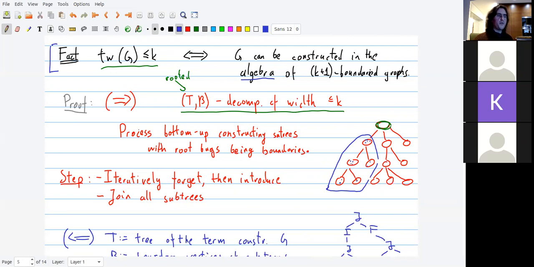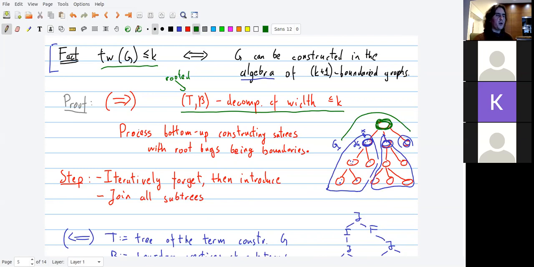Yes, with the root bag being the boundary. So if this is my vertex X, my node X, then I will construct a graph G_X, the subgraph induced by all the vertices here, and the boundary of G_X should be the root bag. Imagine that we have already constructed this subgraph with this being the boundary, and this subgraph with this being the boundary. And now we would like to construct the whole thing with this being the boundary.